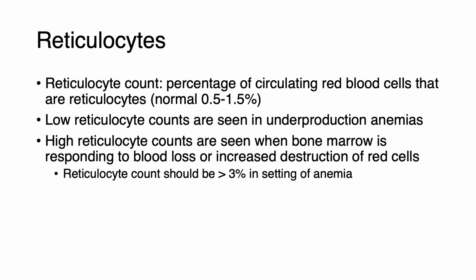So these are those early red cell progenitors, and normally they make up a small amount of circulating red blood cells. And if you have underproduction anemias, you're going to have very low reticulocyte counts. Whereas if you have acute blood loss or increased destruction, the bone marrow is going to crank out a lot of reticulocytes. And so the reticulocyte count should be over 3% in the setting of anemia.